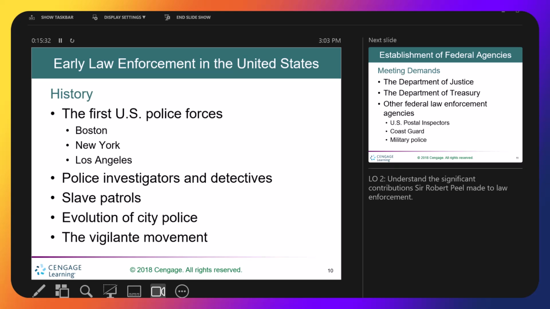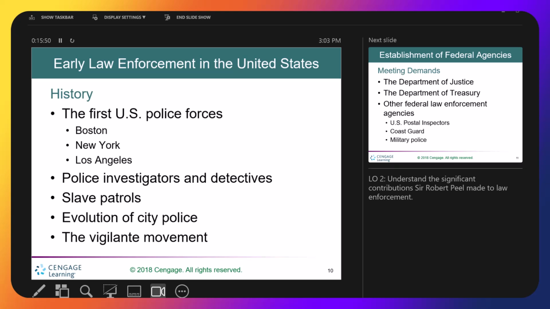The evolution of city police. When you look at these major metropolitan police departments, Boston, New York, and Los Angeles, one of the things you found is that when you had the evolution of the city police, it had to function differently. It had to, because they were dealing with much larger populations.